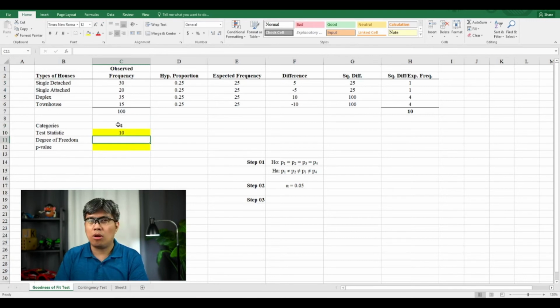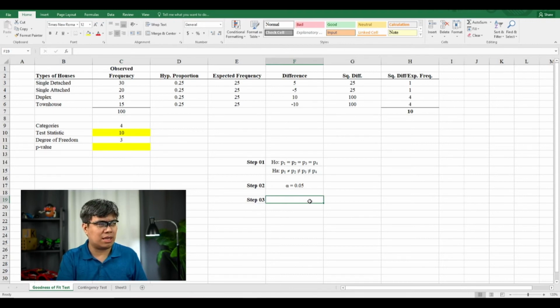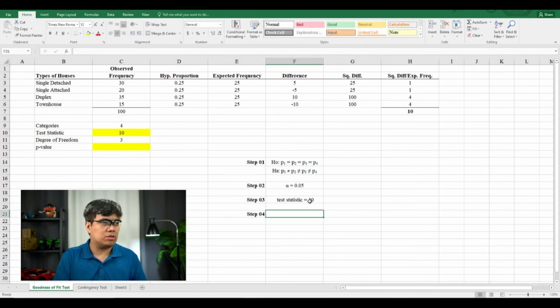We also need to determine the degrees of freedom, and to determine that, you subtract 1 from the number of categories. Since we have 4, 4 minus 1 becomes 3. Before solving for the p-value, let's write here: for our test statistic, the value is equal to 10. And for our final step, step 4, the conclusion, we need the p-value.